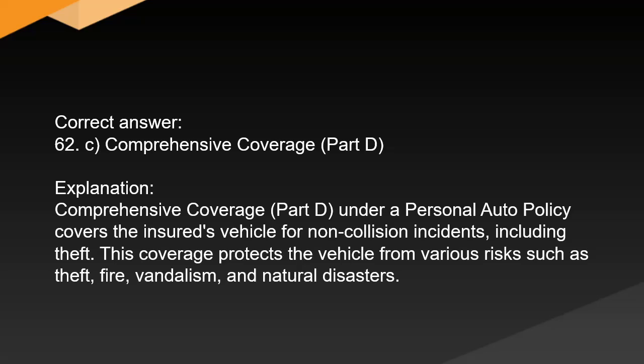Correct answer. C. Comprehensive coverage, Part D. Explanation. Comprehensive coverage, Part D, under a personal auto policy covers the insured's vehicle for non-collision incidents, including theft. This coverage protects the vehicle from various risks such as theft, fire, vandalism, and natural disasters.